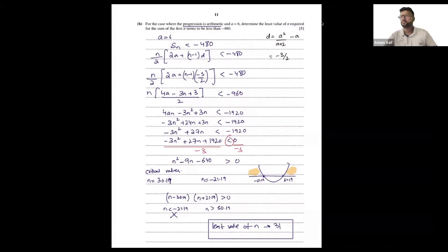Okay, is it clear? Why not 30? Because n is greater than 30.19. It has to be greater than 30.19. Okay, 30 is lesser than 30.19.